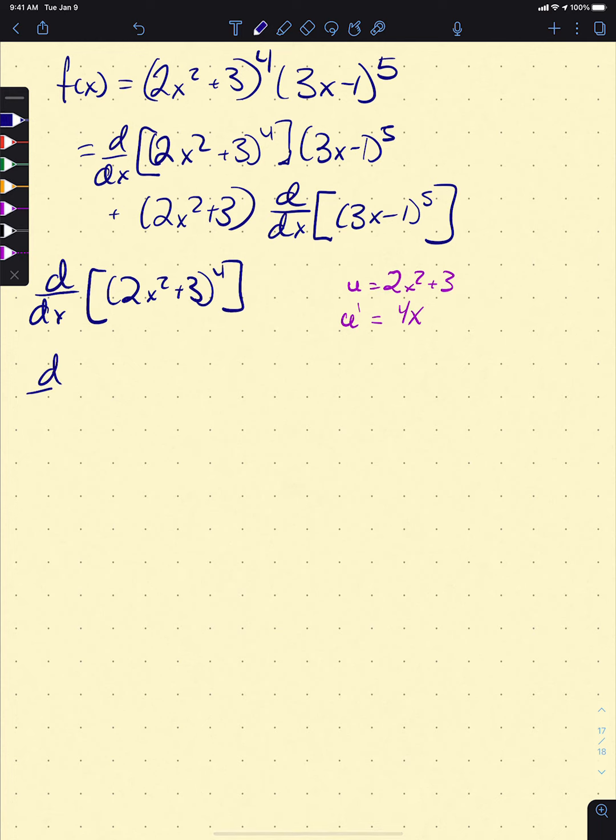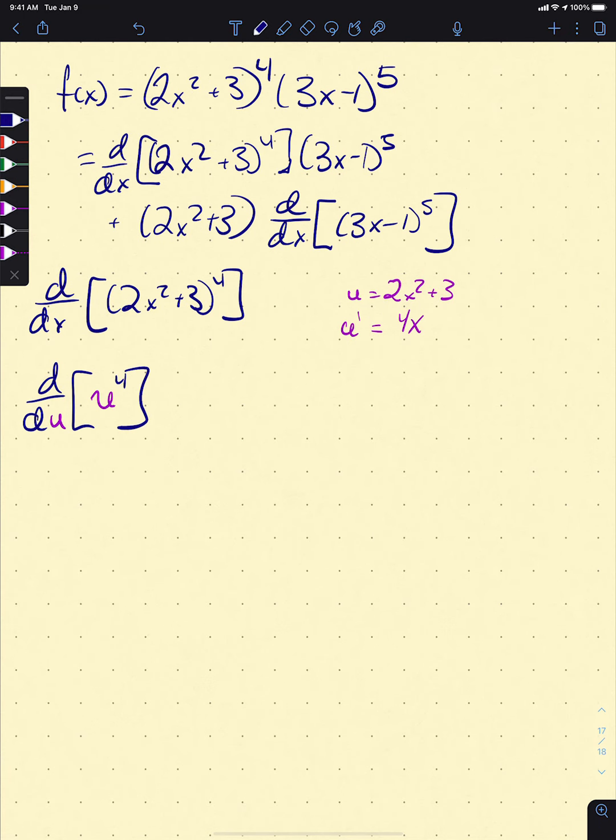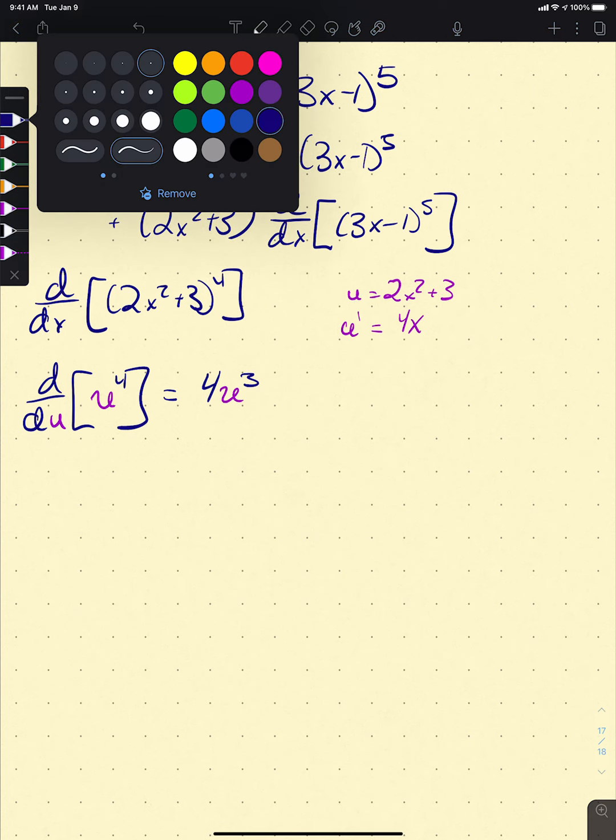Then, if we rewrite this like this, d du of u to the 4th, that's my u, that's raised to the 4th. Those look almost identical, right? That's going to give us 4 times u cubed, right?